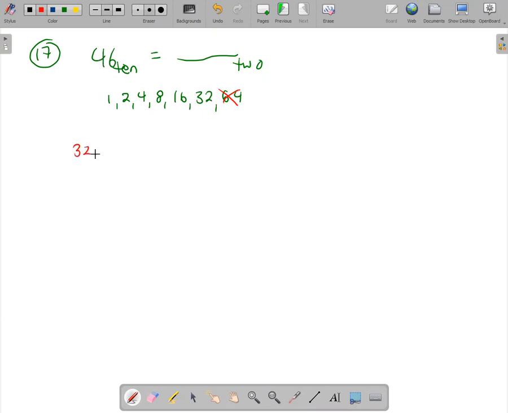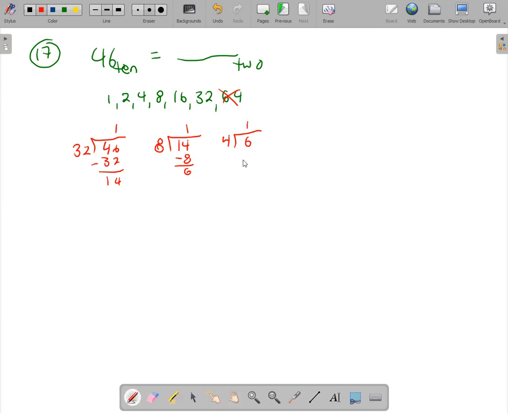So 32 goes into 46 once, subtract, I get 14, and I can see that although I need a 32, I don't need any 16s because 14 is too small, so I'm just going to skip over to 8. 8 goes into 14 one time, 6 left over, and so I need a 4.